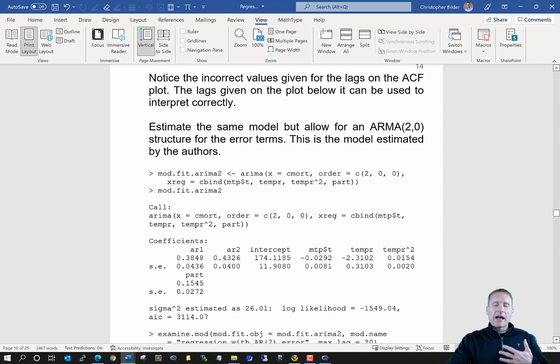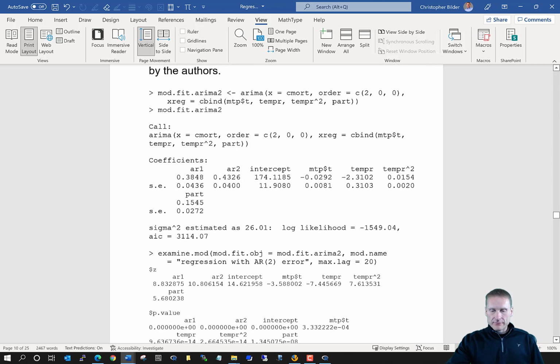Now let's go ahead and actually estimate this model using an AR2 model for the corresponding error terms. Let's see what we get. Okay, so again I say ARIMA, and also I'm going to put the results into mod.fit.arima2. My order of my model when I am modeling CMORT is P equal to 2, D equal to 0, Q equal to 0. I'm going to combine together my T, my temperature squared, and particulates as well.